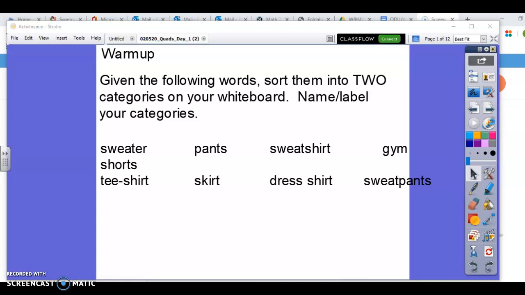Okay, so here's the warm-up for today. It says, given the following words, sort them into 2 categories. On your whiteboard, we're just going to do this in your notebook, and it says name and label your categories. So you have sweater, pants, sweatshirt, gym shorts, that should go together, t-shirt, skirt, dress shirt, and sweatpants. So go ahead and sort those, and then we can look at your 2 categories.